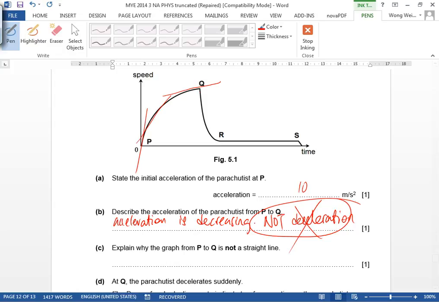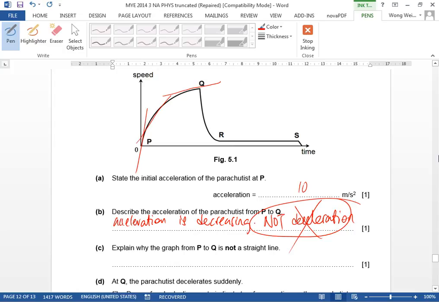This is of a parachute, a person with a parachute jumping down. So why is that so? Why isn't it a straight line? What are the forces acting on the man and the parachute? Okay, we have air resistance, what else? Weight. In our other types of questions, we do not consider air resistance, right? So we get a straight line. In this case, the air resistance is very critical to the parachutist.